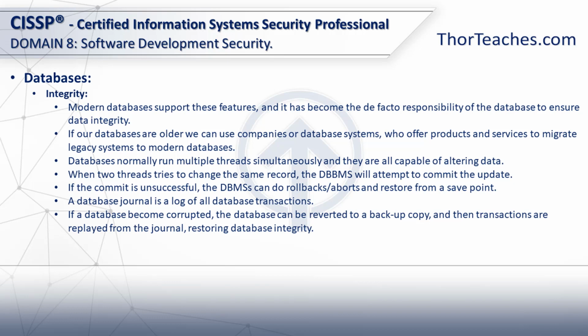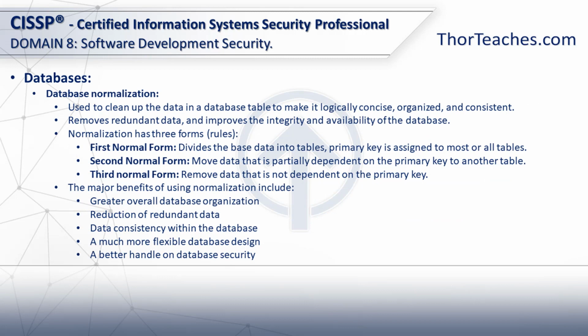And if our database does happen to become corrupted, it has integrity issues, the database can revert to a backup copy, and since we have a log of all the transactions, we just replay them back from the journal, restoring database integrity, which is very similar to how we do backups of entire systems. We restore from the backup, and then whatever is missing since the last good backup, we can restore from the logs or from the journal.